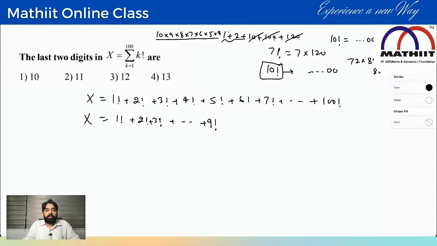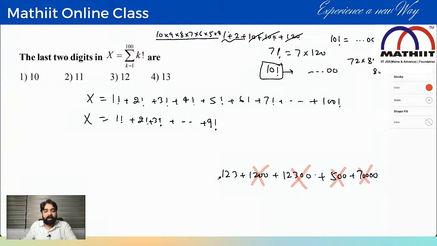Right? Till here everybody understood? Why am I ignoring from 10 factorial onwards? Because that number already has double zero. If I write 123 plus 1200 plus 123 double zero plus 5 double zero plus 7 triple zero, and I say find out the last two digits, what will you say? This term I will ignore because it is not going to affect. This is also not going to affect. This is also not going to affect. So the last two digits of this total summation will depend only on 123. So that will be 23.